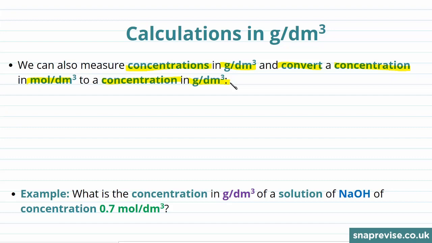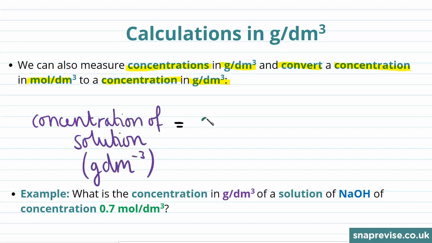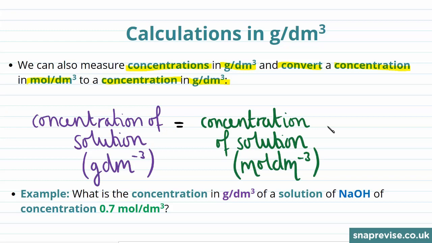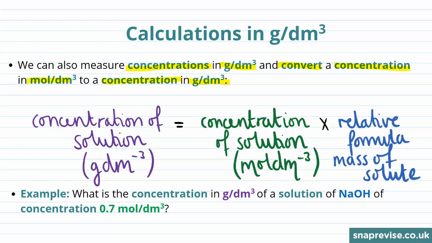the following equation, which is that our concentration of a solution in grams per decimetre cubed is equal to the concentration of that solution in moles per decimetre cubed multiplied by the relative formula mass of the solute, which can be written in shorthand as the MR value.